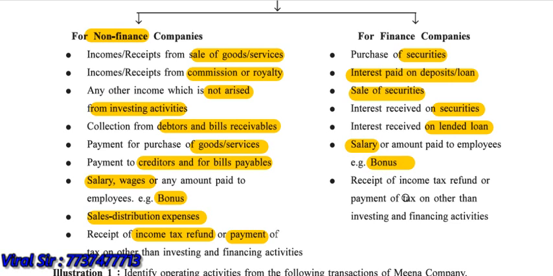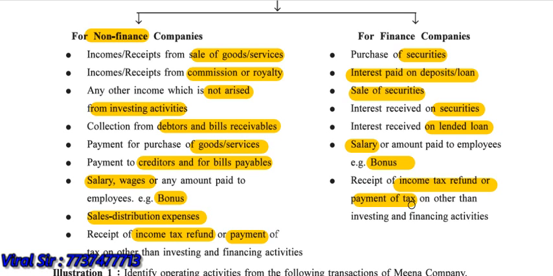Salary or bonus of the employees, and income tax refund or payment of tax. See, salary, bonus and income tax related transactions will be in the operating zone for every organization, whether it is finance or non-finance. Clear? I hope you guys are able to understand something.